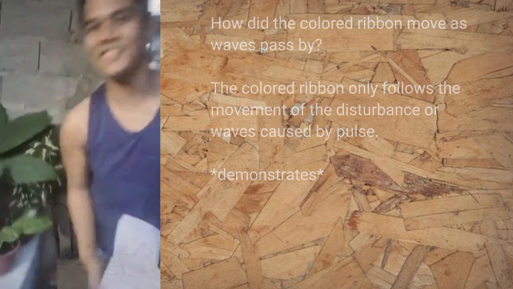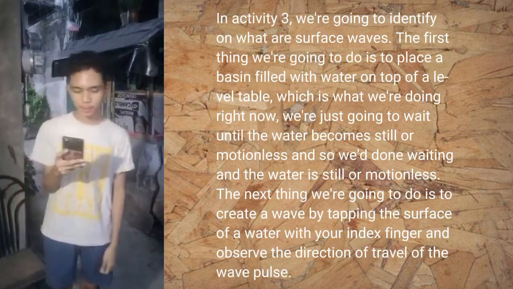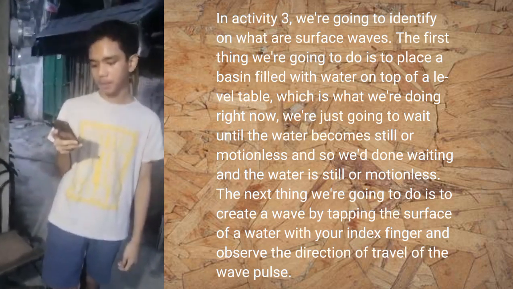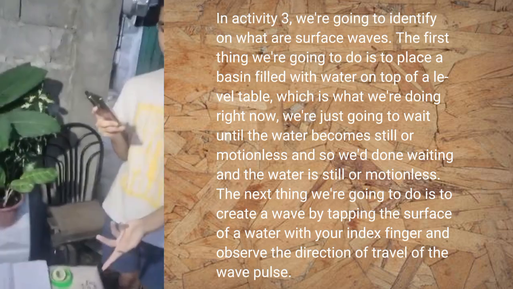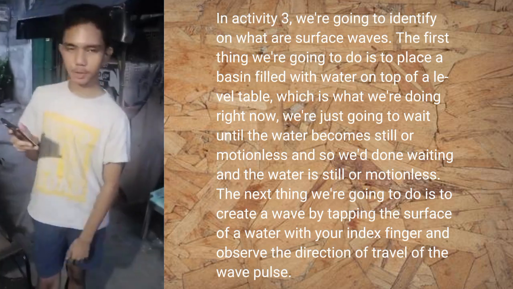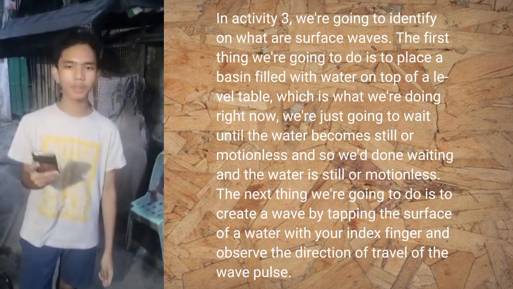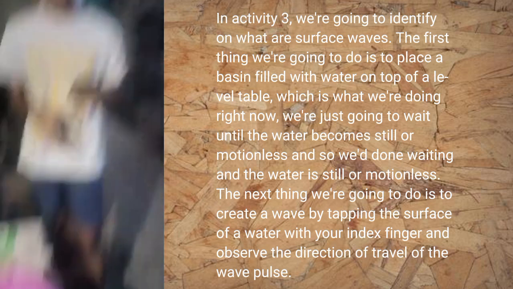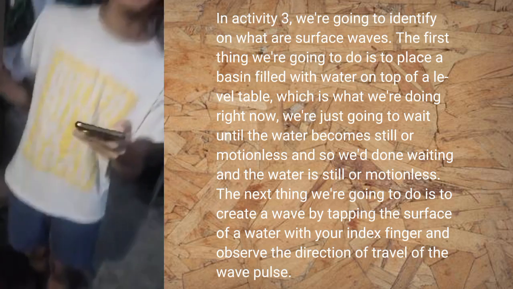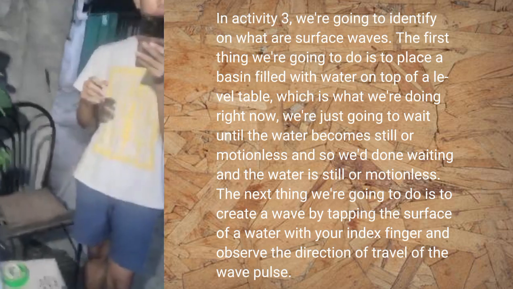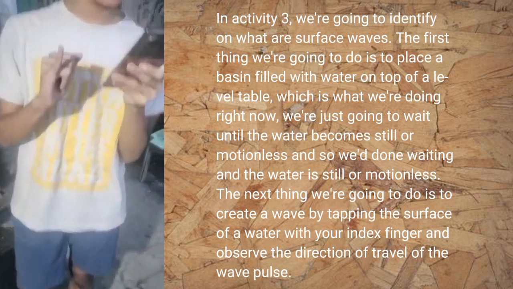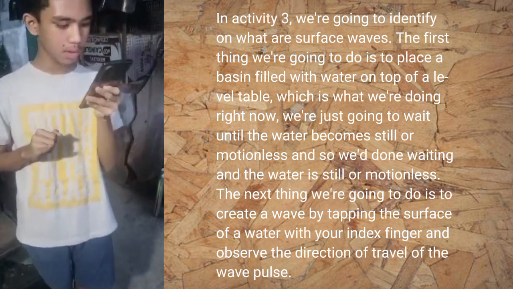So, that's it. In the next activity, we're going to identify what surface waves are. The first thing we're going to do is place the basin filled with water on top of a level table, which is what we're doing right now. And we're just going to wait until the water becomes still or motionless. And we've done waiting, so the water is now still. The next thing we're going to do is create a wave by tapping the surface of the water with your index finger and observe the direction of travel of the wave pulse.